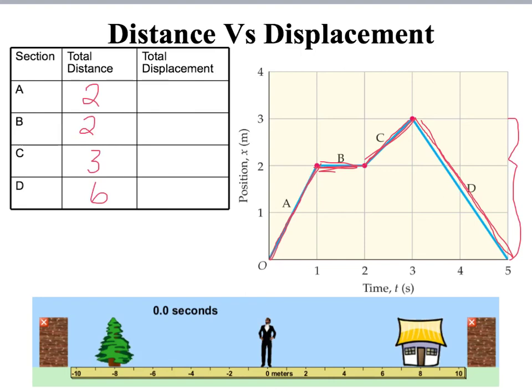Now the total displacement here, remember, is you're comparing the start, 0, to the finish. So the displacement at the end of time A is 2, because he's 2 meters away from 0. At B, the displacement is 2, because he's still 2 meters away from time 0. At the end of C, he's 3 meters away from time 0. And at the end of section D, he's 0 meters away from time 0. So he starts and finishes at the same spot. Now one thing you're not going to want to forget is to write units. So the units for all of these are meters.